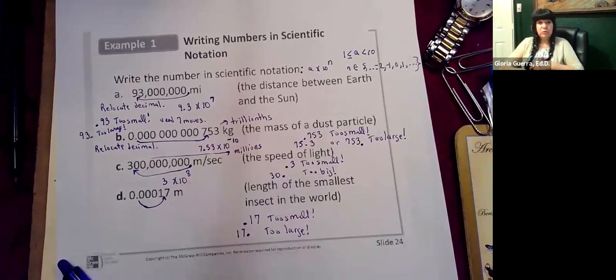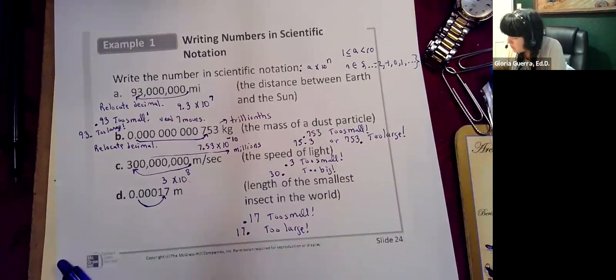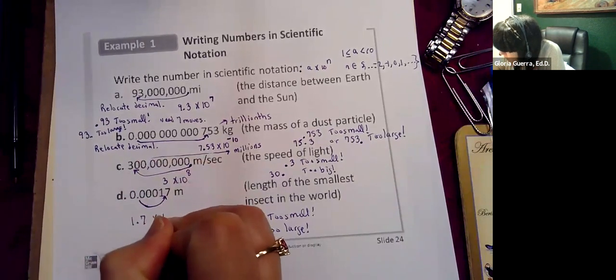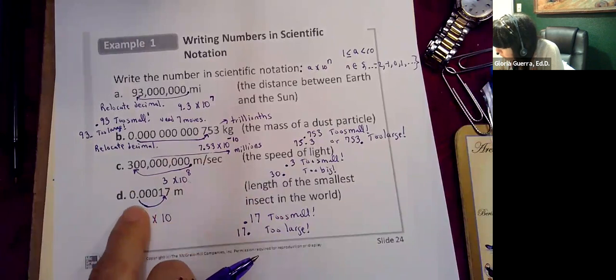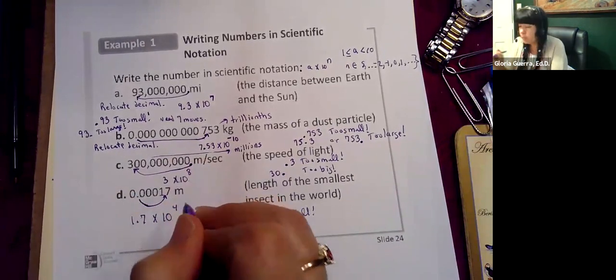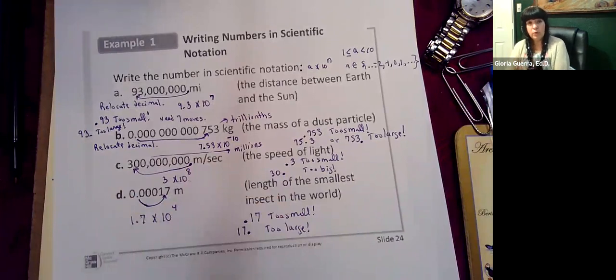17 would be considered too large, okay? So we're going to go with 1.7 times 10, and when we count, 1, 2, 3, 4 times 10 to the 4, 0.7 times 10 to the 4, okay? All right.